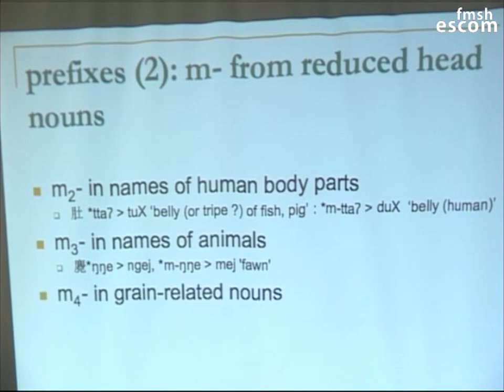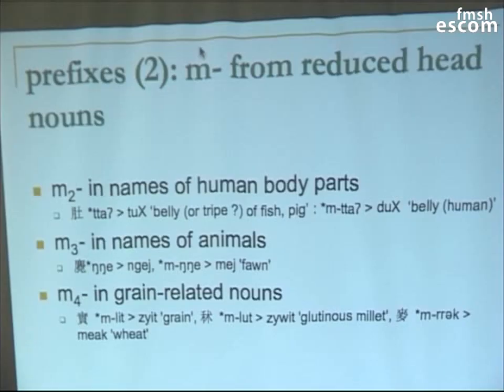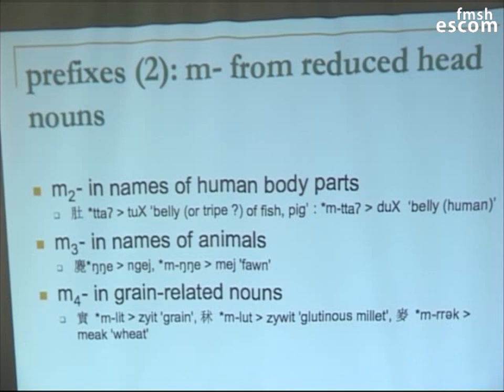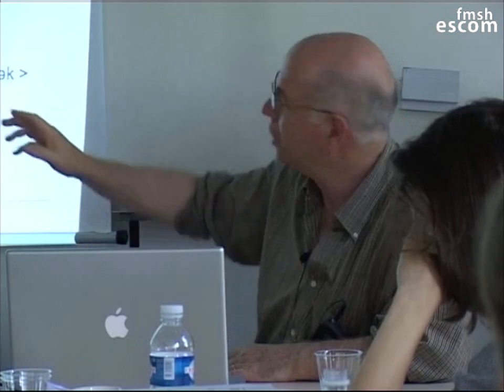And then there's a fourth M prefix, which seems to occur in nouns having to do with grain, and we suspect it's a reduced form of me. Grain. Okay, so for instance, we have melit for grain, melut, glutinous millet, mrak, wheat. The name of wheat is probably a loan word, but then this M here may have been part of the foreign form that was borrowed, but it may have been reinterpreted as an M, as the M4 prefix. Okay. Now that is not found in other Tibeto-Burman languages, as far as I know.